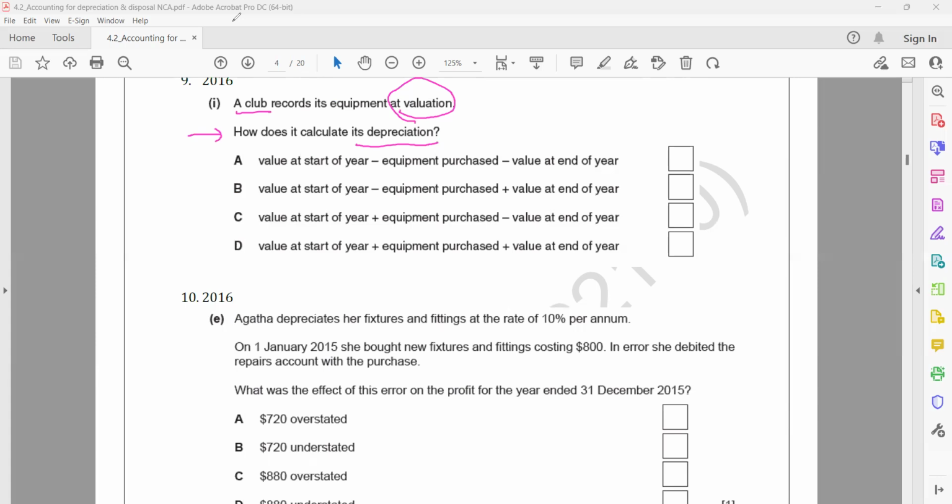Trisha? C. Okay, it was C. The answer is correct. Opening balance plus new purchase minus closing balance. Okay, now let's move on.